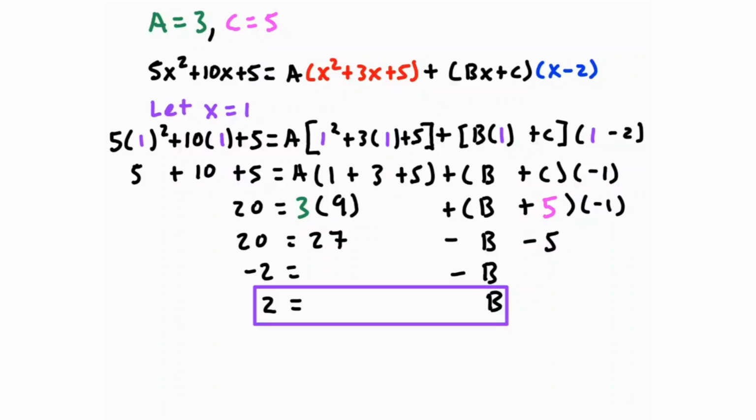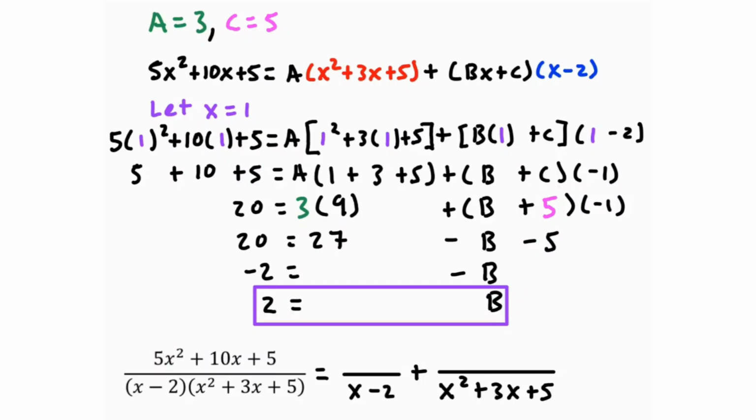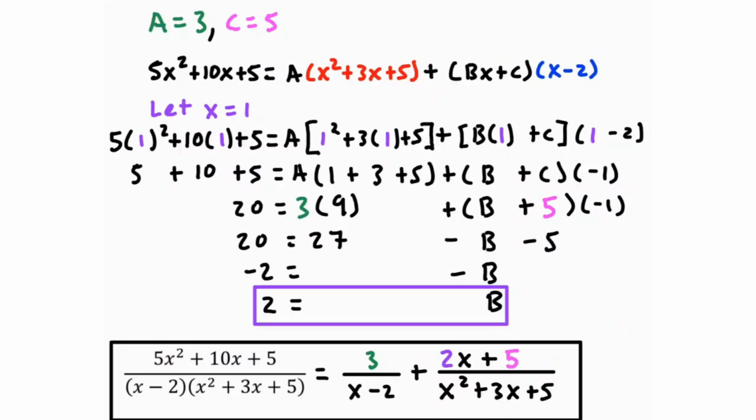Last step to do is to write our partial fraction. So we have this 5x squared plus 10x plus 5 over x minus 2 times x squared plus 3x plus 5, and that's equal to a over x minus 2 plus bx plus c over x squared plus 3x plus 5, where a is 3, and b is 2, and c is 5. And this is our partial fraction decomposition for a fraction with nonlinear factors.